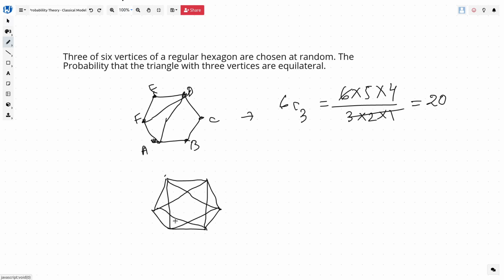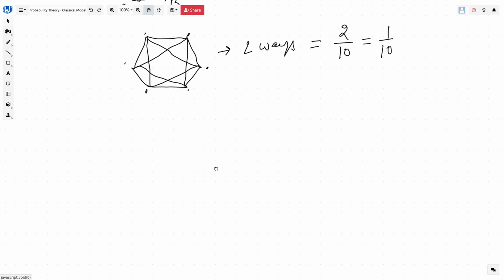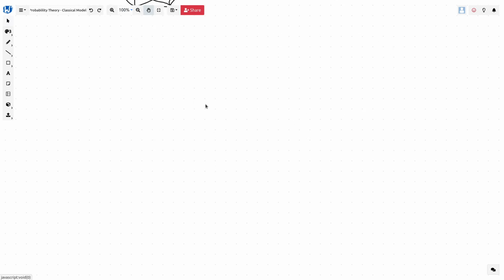So either you choose these alternate vertices or those alternate vertices. So there are only 2 ways of forming an equilateral triangle. Hence the probability will be 2 by 20, which is 1 by 10, right? So this is another example. Okay. Now let's see a few more examples to understand it more and more.